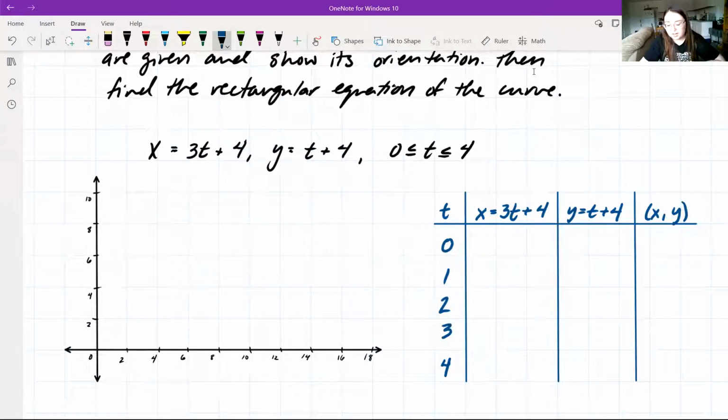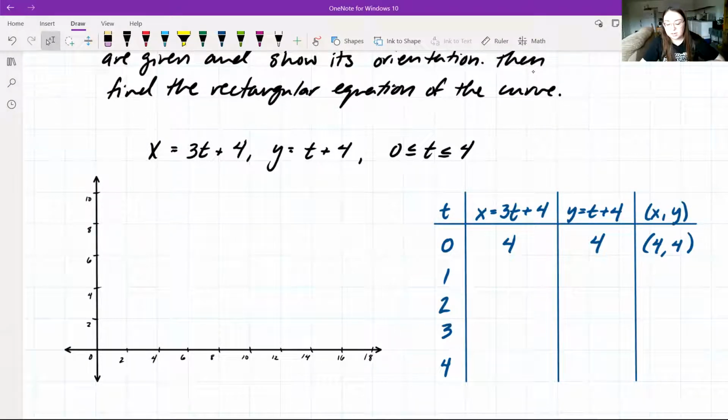So if we want to find the value of x when t is equal to 0, we have 3 times 0, which is 0, plus 4. This is going to give us a value of 4. Then for y is equal to t plus 4, if t is equal to 0, then we have 0 plus 4, and y is equal to 4. This means our ordered pair is going to be at (4, 4).